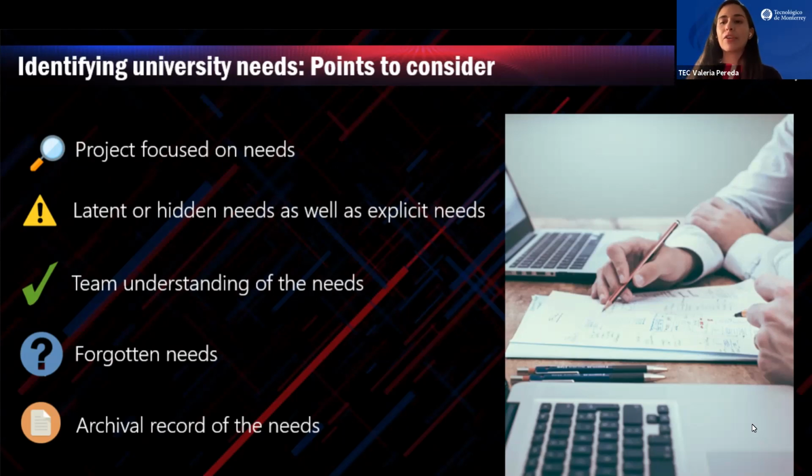And that takes me to the last point, which is that it's really important that you keep an archival record of those needs. Either if it's through, for example, a Word document, a data sheet, or in Excel or something, you can choose whatever tool works for you. But the important thing here is that you register all of the needs in that place, because that way you will make sure that you won't forget any of those. And so, well, these are the most important points to consider when you are identifying the university needs. And now we're going to present a step-based, let's say, way to identify those needs.